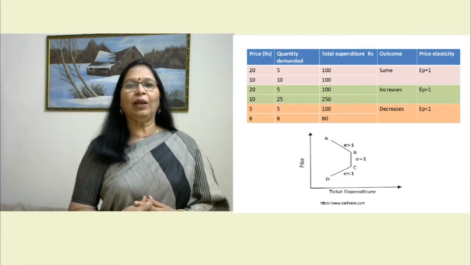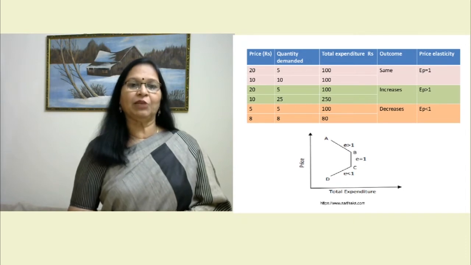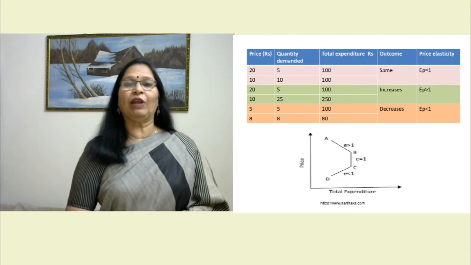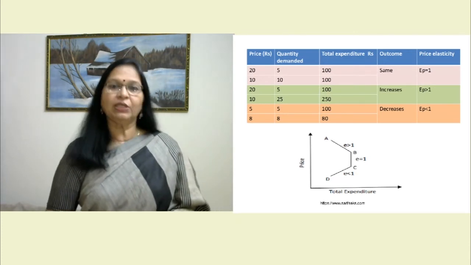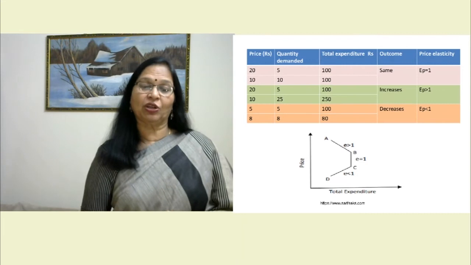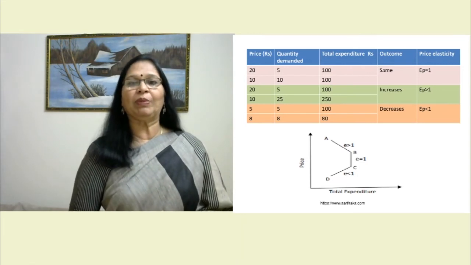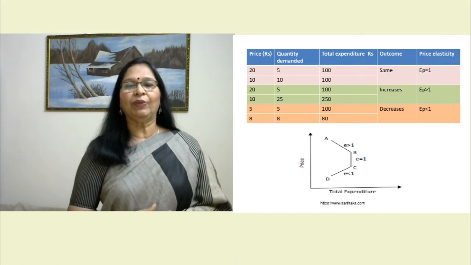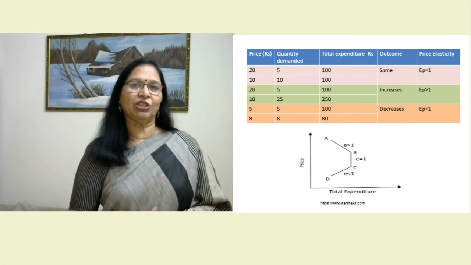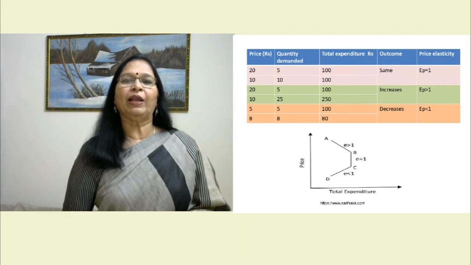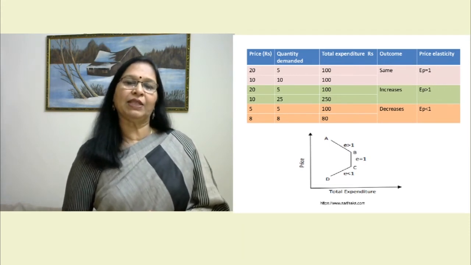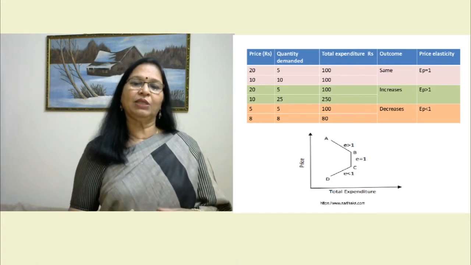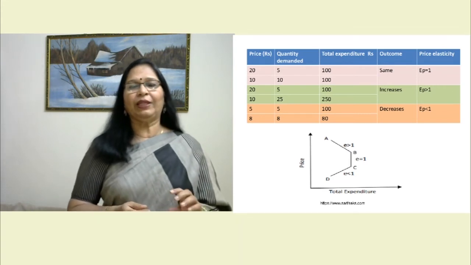And the third one is 5 and 8. The prices are 5 and 8, and the total expenditure of the family has reduced from 100 to 18, in which case we say the total expenditure has decreased, and therefore the price elasticity is less than 1. So you can try and work on this, because it is simple in that sense that there are 2 pairs each.